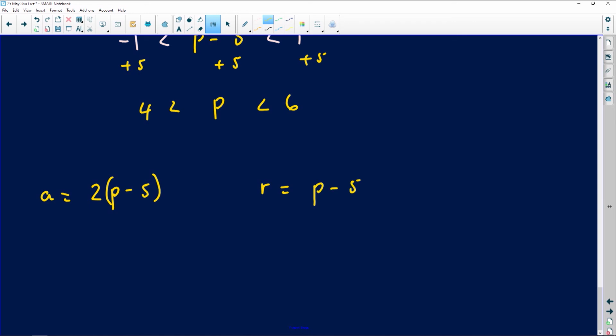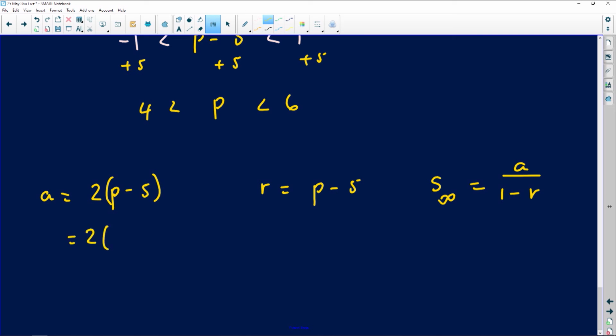What are we looking for? We're looking for sum to infinity, right? Why do I only need a and r? Well, it's because the sum to infinity formula says a over 1 minus r. Where do we get this? This is available in the formula sheet, aka the information sheet, right? Okay, cool. So I now know what p is. They gave me 4.5. Any number between 4 and 6 could have worked, but the examiner is interested in 4.5. So I'm going to sub that here.